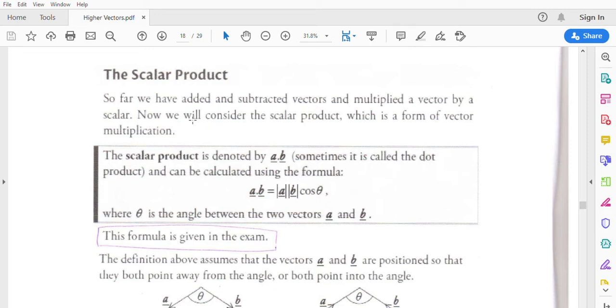So there are other forms of vector multiplication that you will find out about in Advanced Higher Maths if you choose to take it next year, but in terms of the Higher Maths course content, the scalar product is the only form of vector multiplication that we cover.